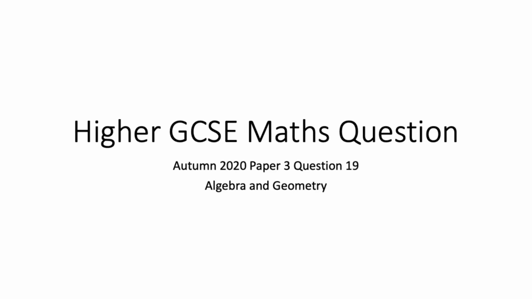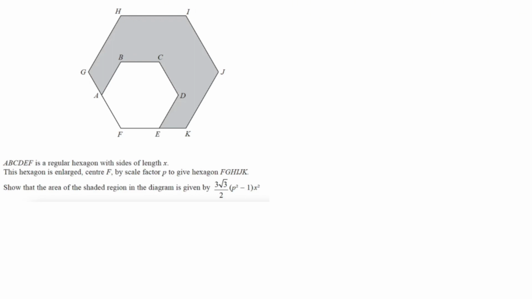This video is going to be focusing on a higher GCSE maths question with a focus on algebra and geometry. So the question asks, we have got a regular hexagon with side lengths of x. This hexagon is enlarged centre F by scale factor P to give the hexagon FGHIJK. Show that the area of the shaded region in the diagram is given by this expression that we can see here.